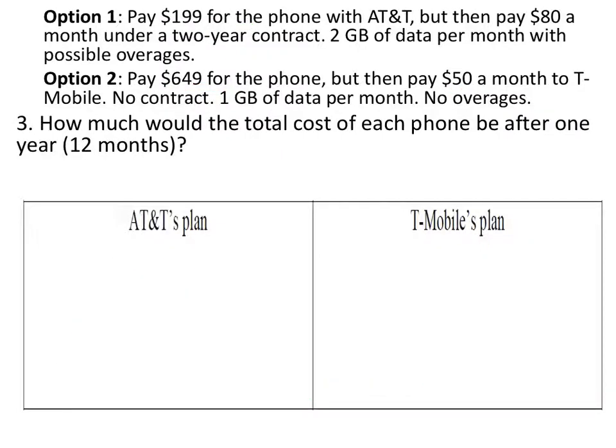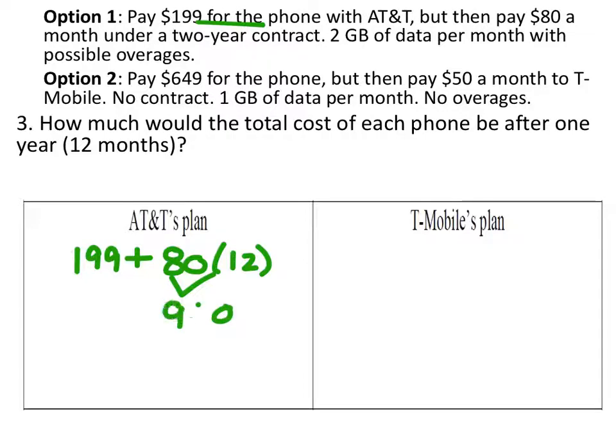Number 3, how much would the total cost of each phone be after 1 year? So this is 12 months, right? And again, for AT&T, we got the phone, which was $199. And then a plan, so we're going to add the monthly cost, which is $80 for 12 months. So again, we'll go through the math there. 8 times 12, again, we're just going to tack the 0 onto whatever that is, would be $960.